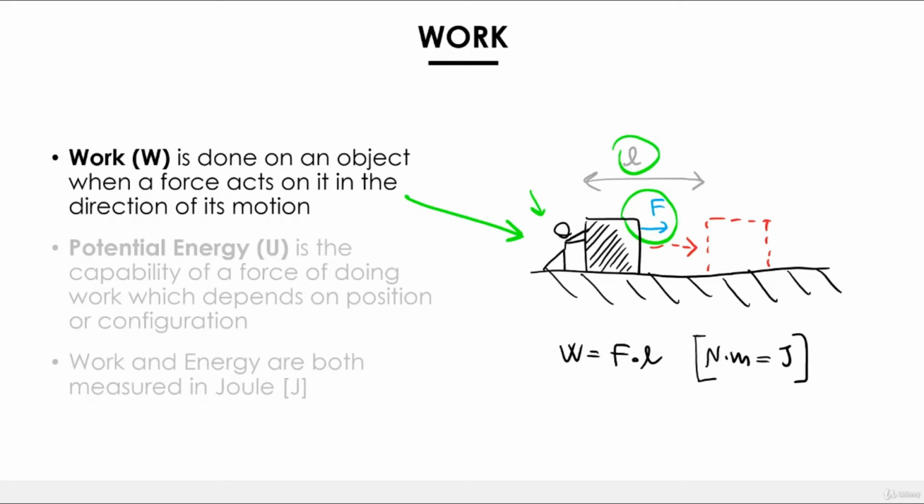Now, in this very simplified example, the work that the person has done, which I'm indicating with W, is equal to the product of the force multiplied by the distance. So the unit of measurement in this case is Newton, which is the unit of measurement always used for forces, and meters, which is obviously for the distance. This unit of measurement is also equivalent to joule.